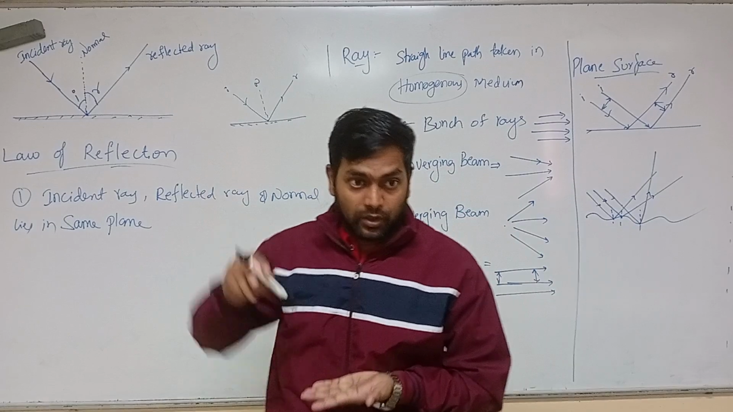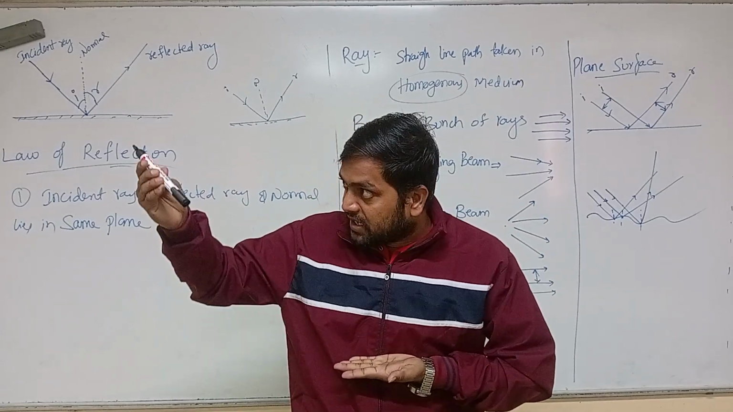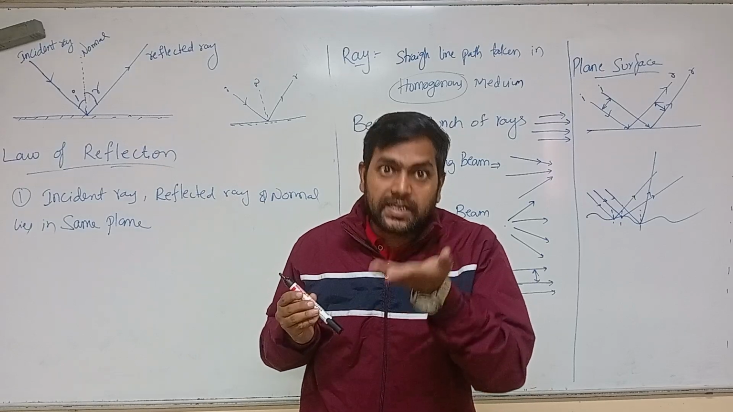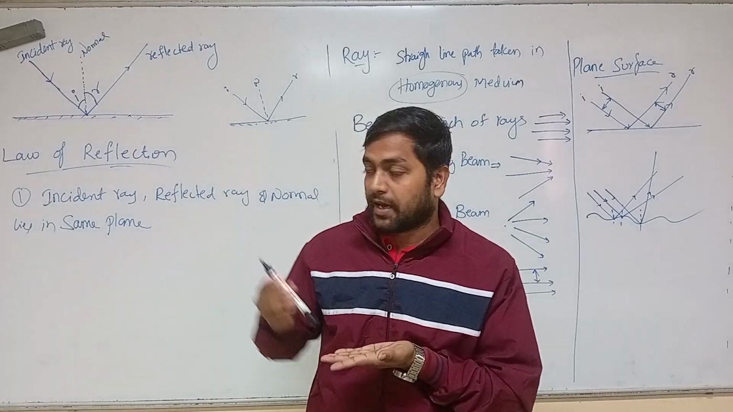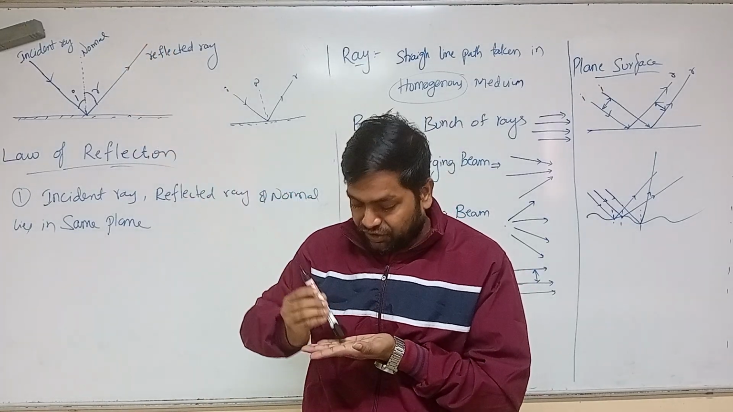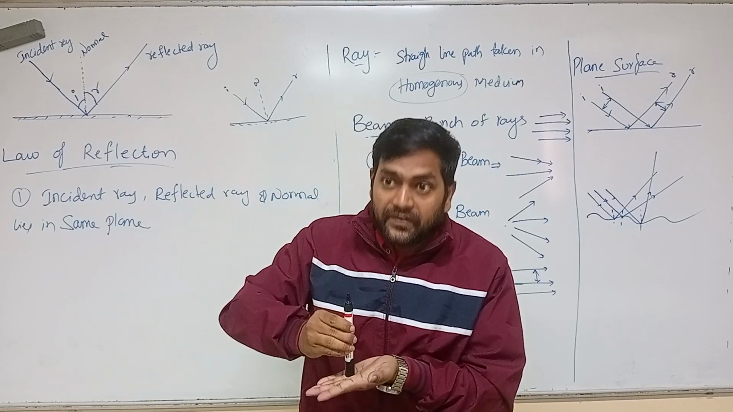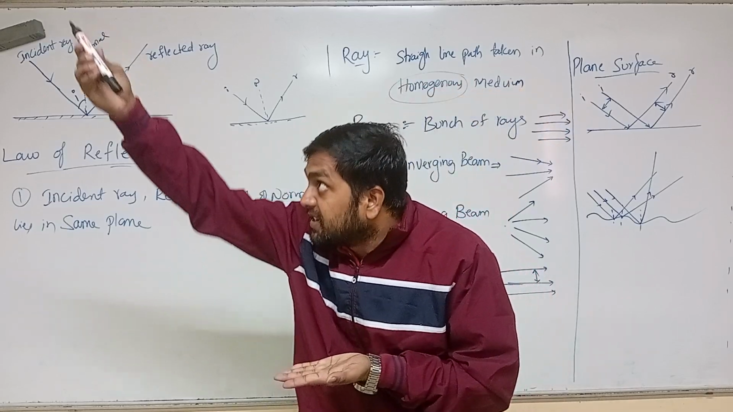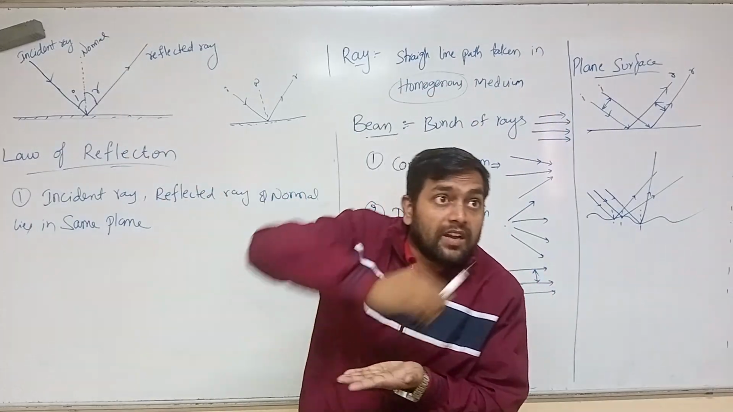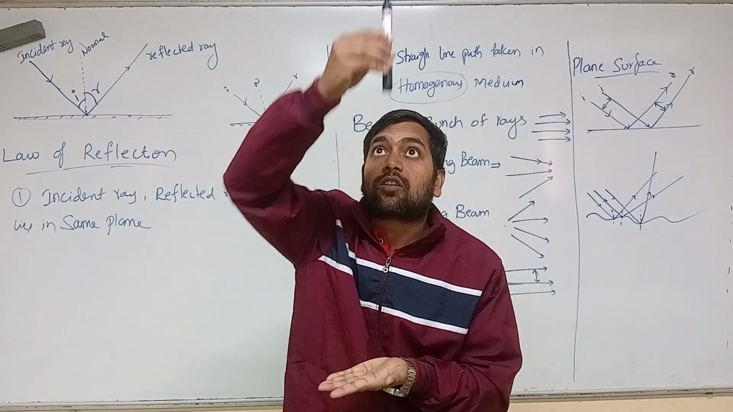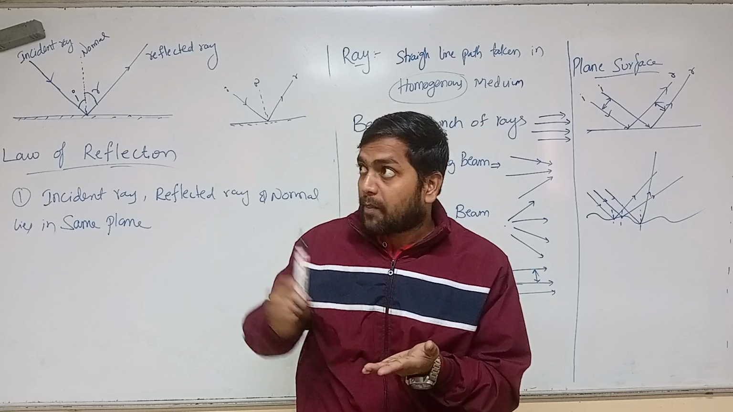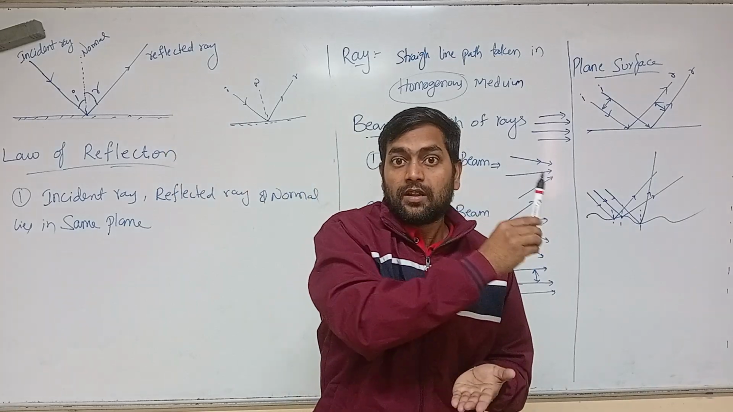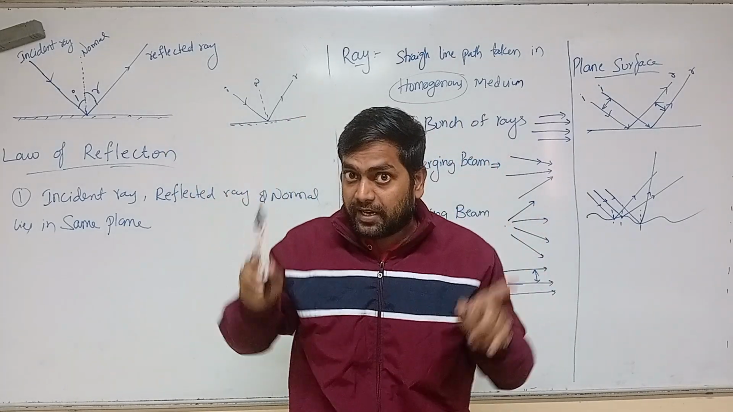Let us take it from here. The incident ray is coming. I am considering this as my mirror. The incident ray is coming from this direction and hitting here, and after this it will move in this direction. So it is coming in this direction and moving in this direction, and the normal is along the surface. Then what happened? These three are in the same plane, right?